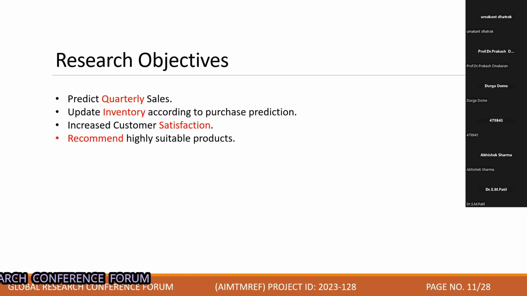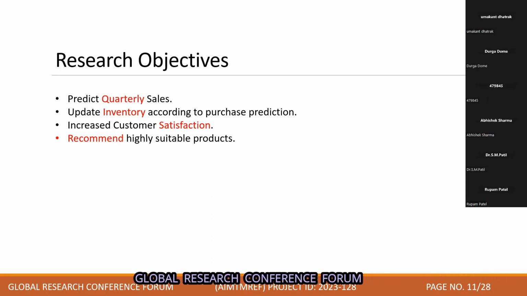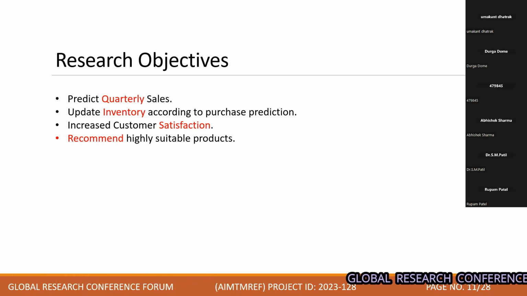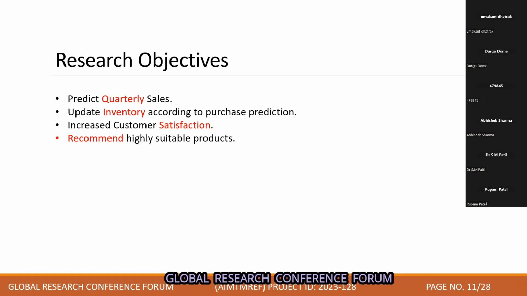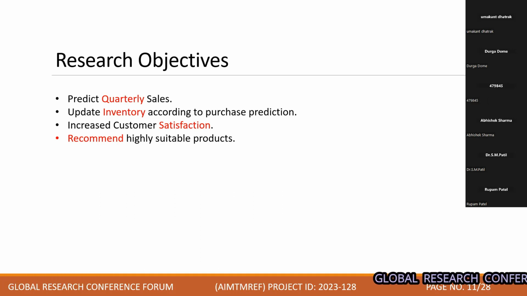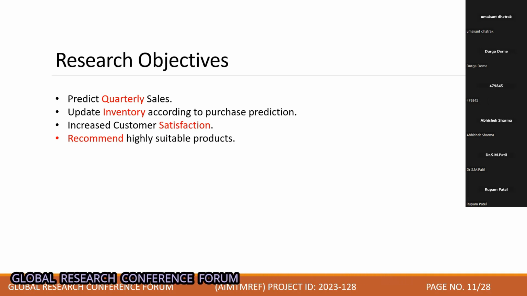Moving ahead, these are the research objectives of our paper. The first one is predicting the quarterly sales, which we will do with the help of the sales forecasting model. The second one is updating the inventory according to the purchase prediction that we are going to implement using our purchasing probability model. The third one is increasing the overall customer satisfaction by recommending the highly suitable products to the customer.